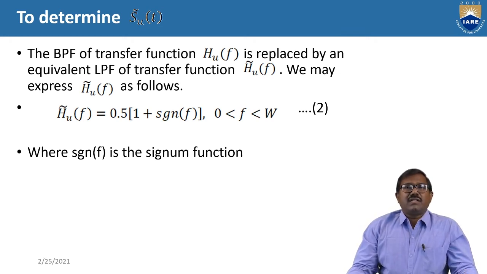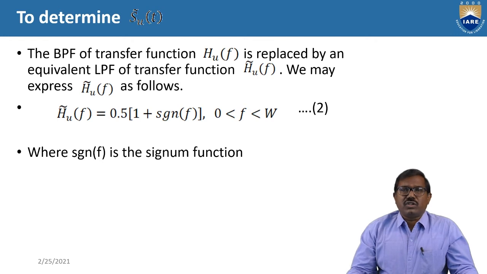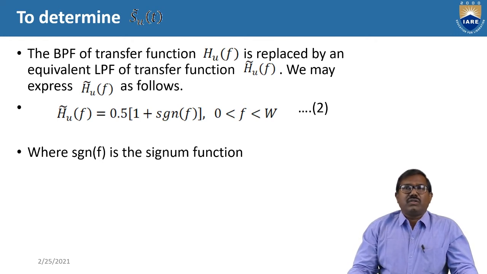We may express H̃_U(f) as follows. That is, H̃_U(f) is equal to half of 1 plus sgn(f), where sgn is the signum function, in the range 0 to W. Otherwise, it is 0.